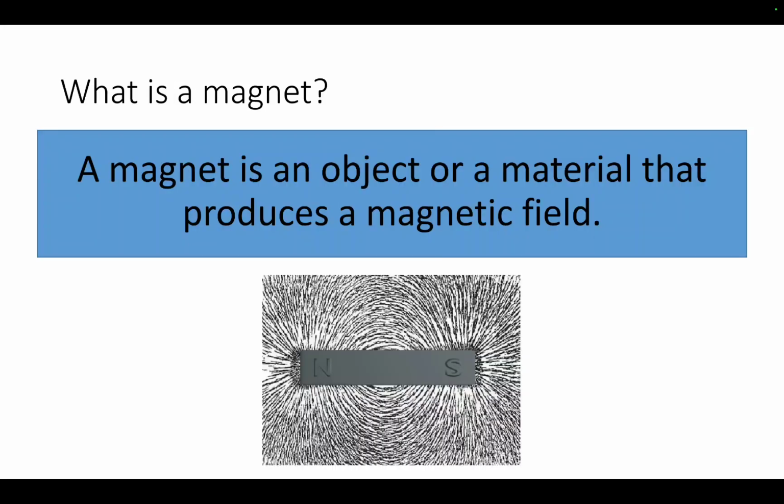Alright, so what is a magnet? A magnet is an object or material that produces a magnetic field. Now magnetic fields, obviously you can't see them. So in this image below, there's a bar magnet, and you can see the north and the south poles. And what's happened is someone's sprinkled iron filings on there. The iron filings will arrange themselves and show you the field lines. So that's a magnetic field.